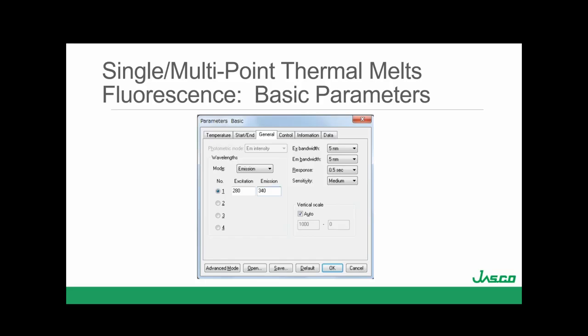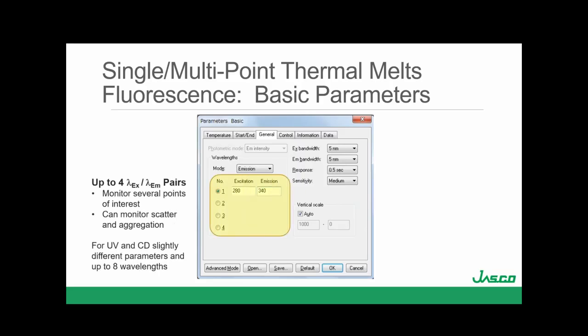So how about setting up the parameters for the experiment? Again, I'm going to focus on fluorescence here, but most everything here will apply to the UV and CD spectroscopies, except for this part, right? So wavelengths, we have excitation emission wavelength pairs in fluorescence. In the single point, multi-point program, you can have up to 4, and that allows you to monitor several points of interest. You can monitor scatter and aggregation. And for UV and CD, you can even do up to 8 wavelengths. With, again, slightly different parameters, we're looking at just single wavelength.